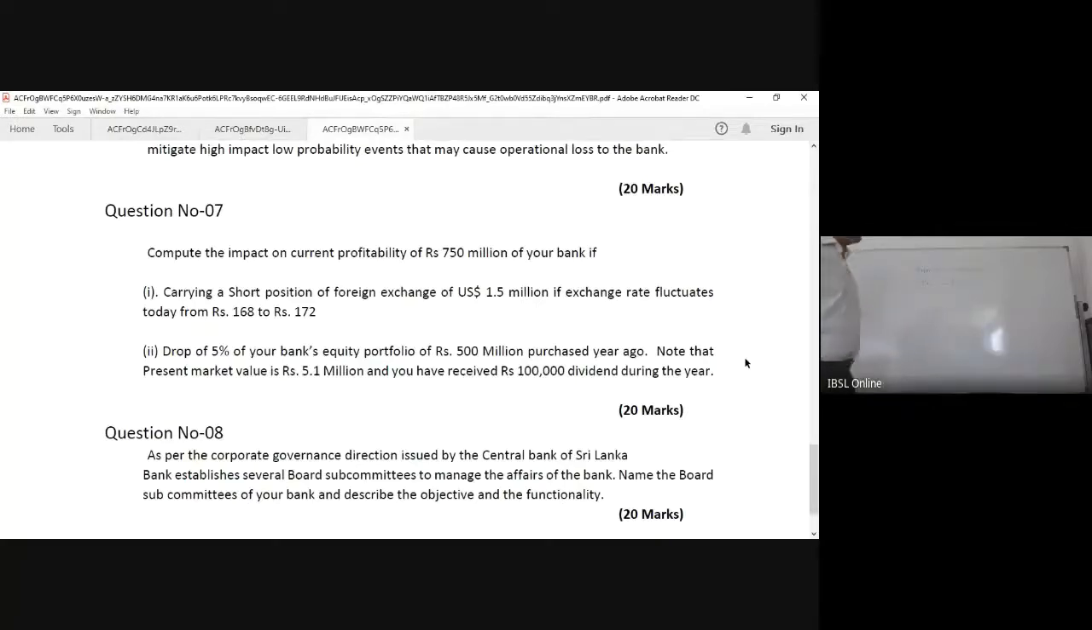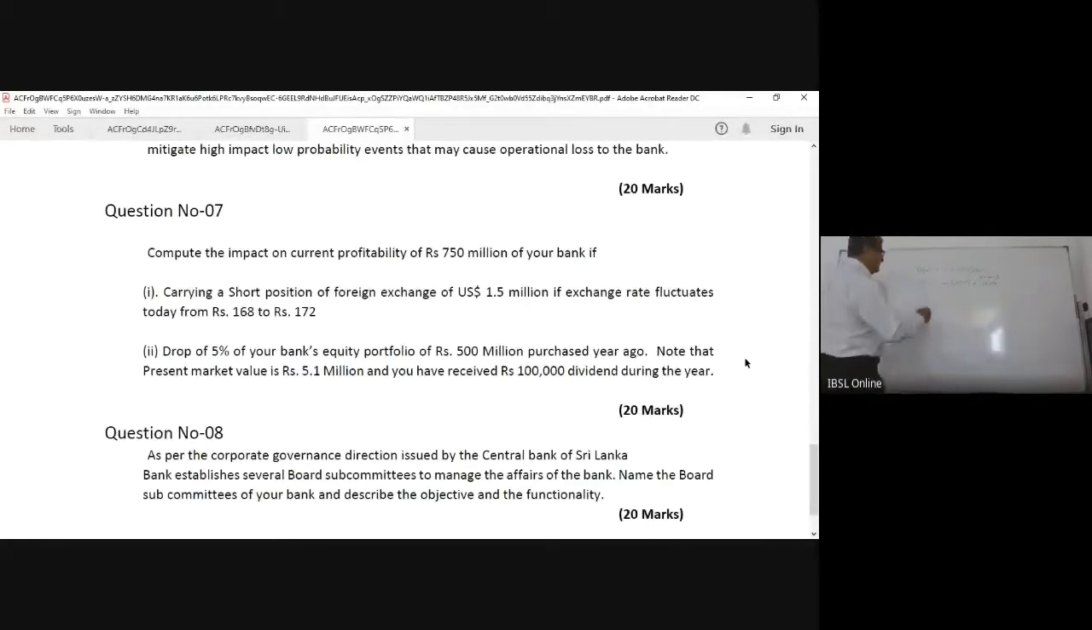And in the meantime, bank also has got, now already we have a profit of 10 million here. Bank also has got dividends during this period, another 100,000. And they say here, there's a drop of 5% in the bank equity.